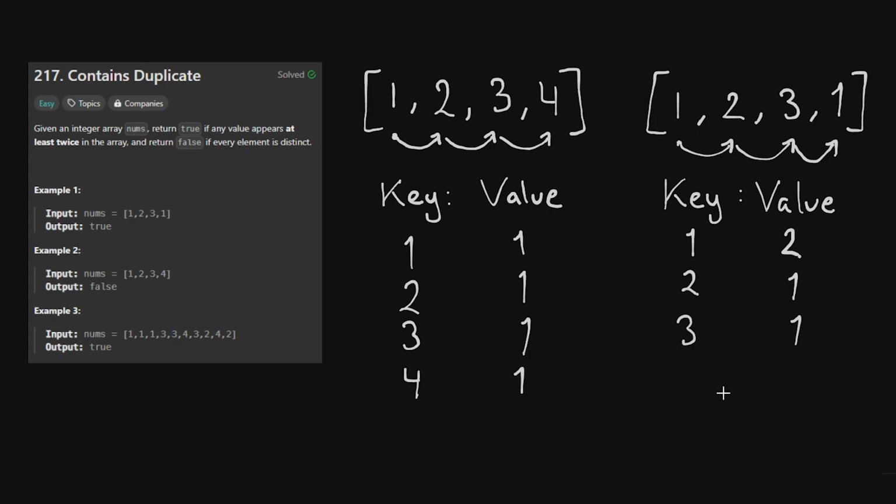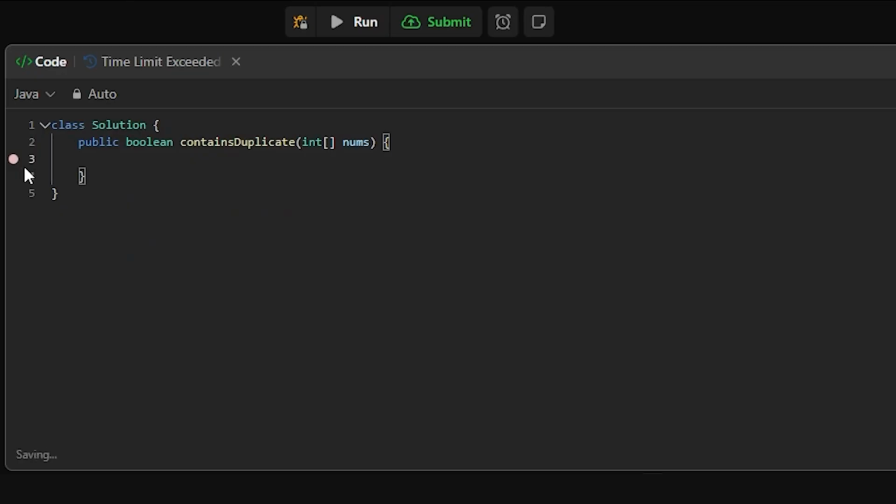Perfect. That means all I have to do is go through all the values in my hash table, and if I see a 2, I return true. Now let's get to the coding part, which is always the fun part, I think.